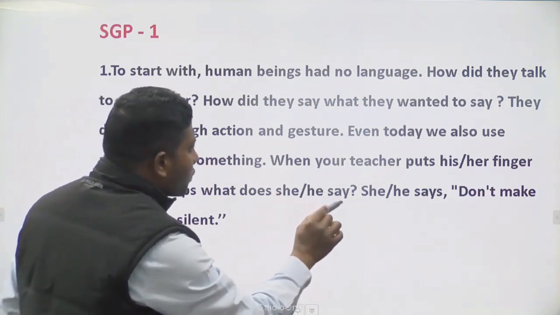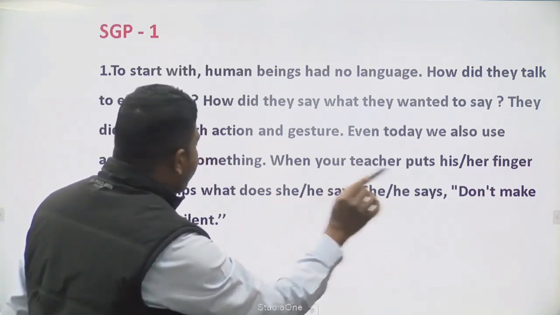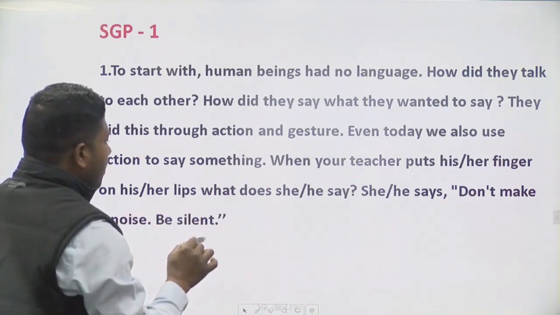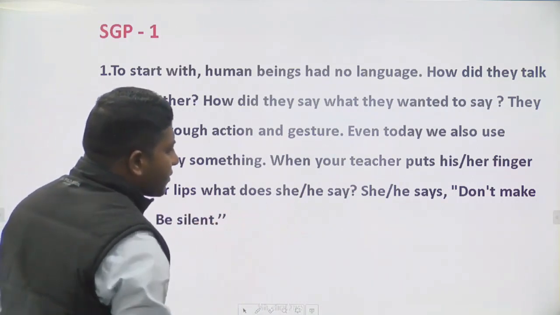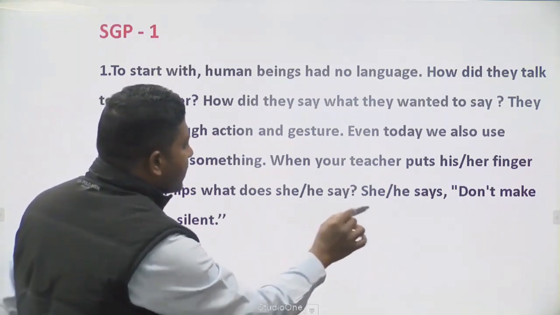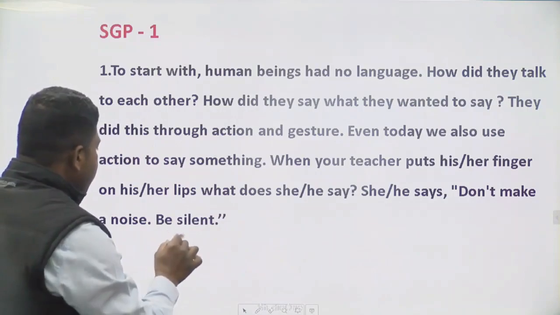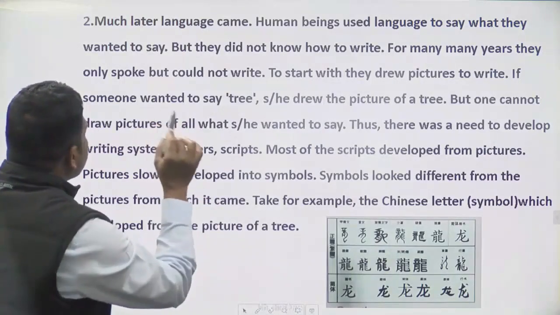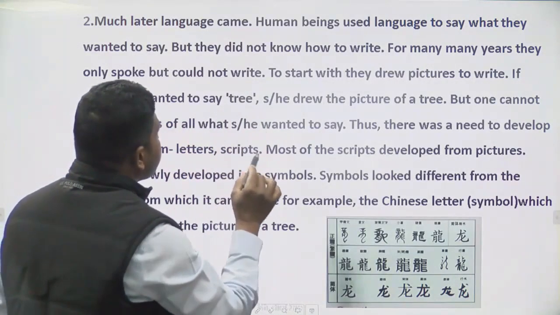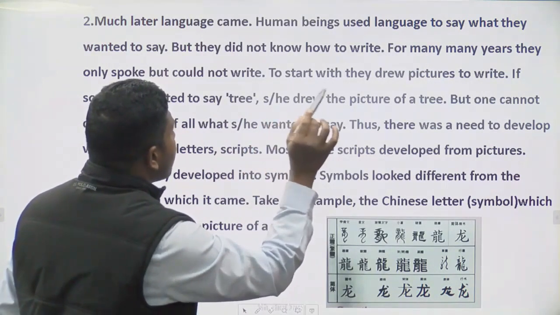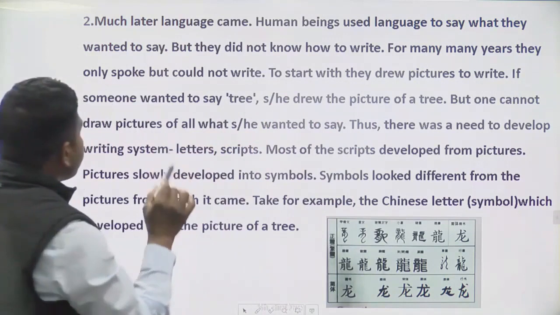When your teacher puts his or her finger on his lips, what does she or he say? She or he says, "Don't make a noise, be silent." Much later, language came. Human beings used language to say what they wanted to say.